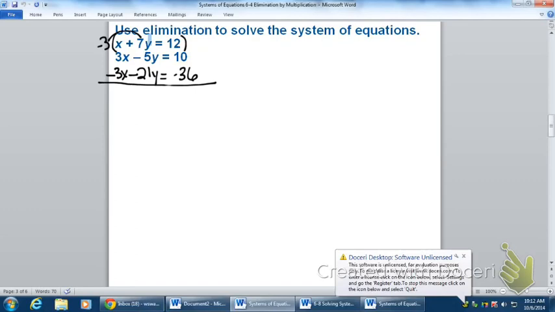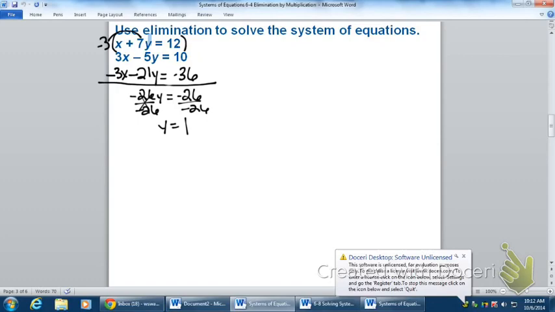So now I'm adding negative 21y plus negative 5y. That gives me a negative 26y. I'm adding negative 36 plus 10. Didn't you say you had to add though? Yes, I'm adding them together. So if you want to get y by itself, divide both sides by negative 26. That leaves me with 1.